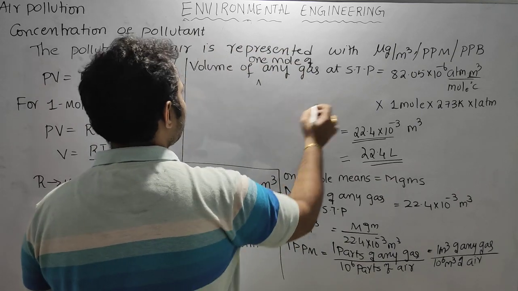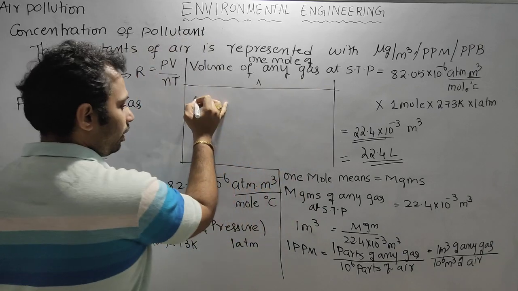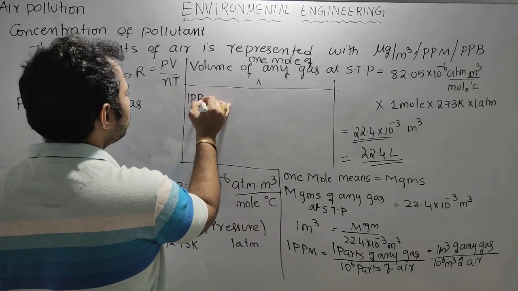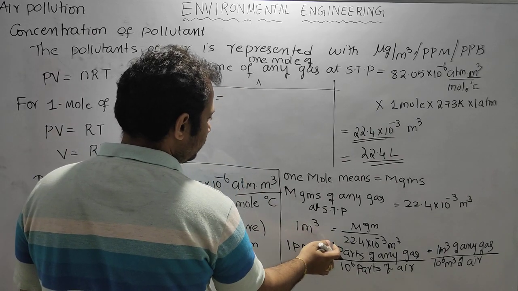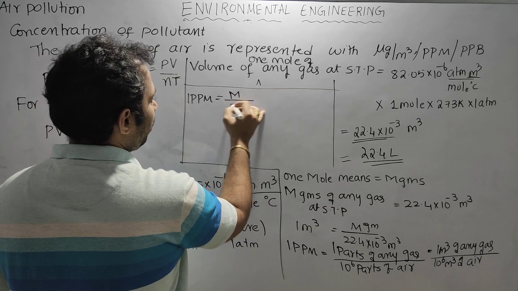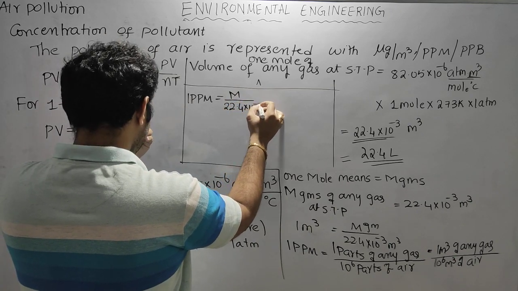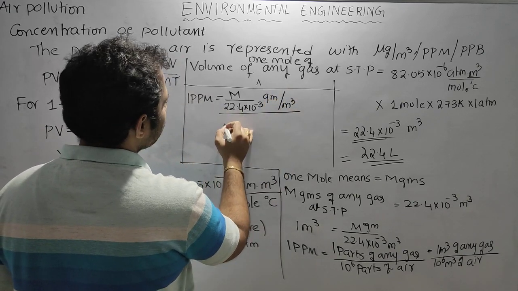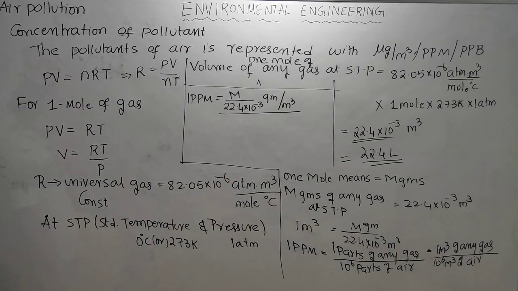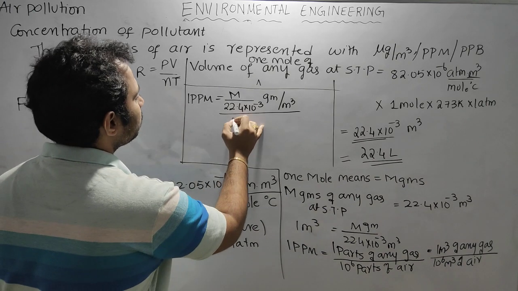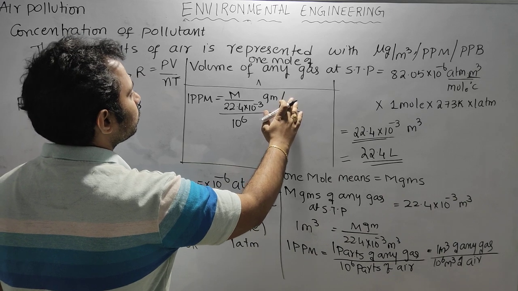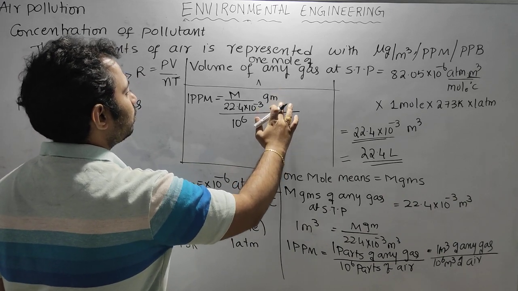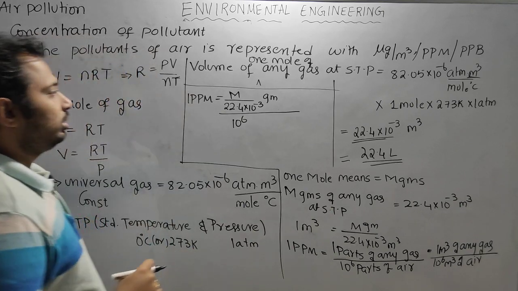Okay. So now what will I do? 1 meter cube of any gas is nothing but, 1 ppm is equal to m by 22.4 by 10 to the power of 6. So what is this coming to?